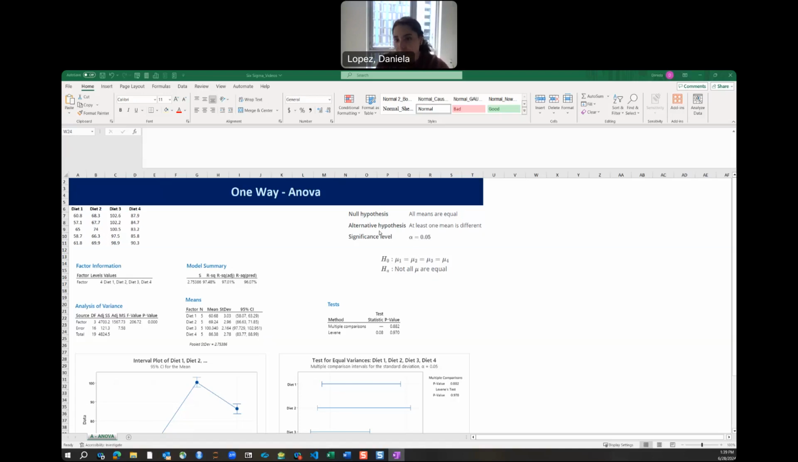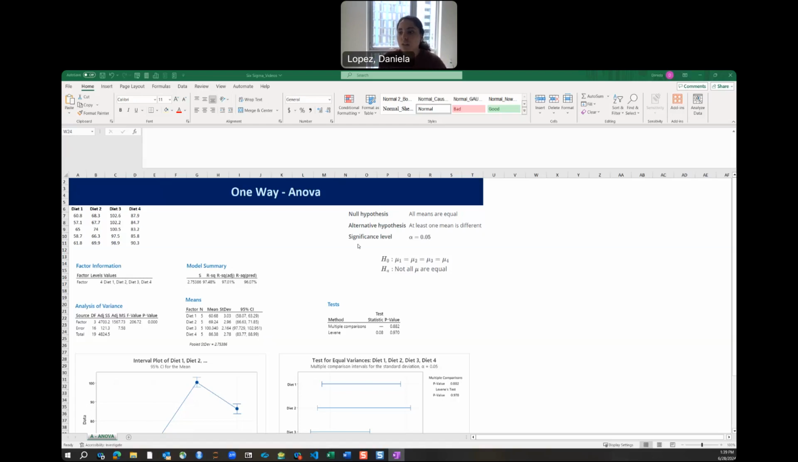The alternative hypothesis is that if my hypothesis is incorrect, which in this case it is, that all the means are equal, then at least one of them is different. That's what it means, right? Not all means are equal. And then overall, the significance level. The significance level is at 0.05, which is essentially that 95% accuracy that those means are correct.